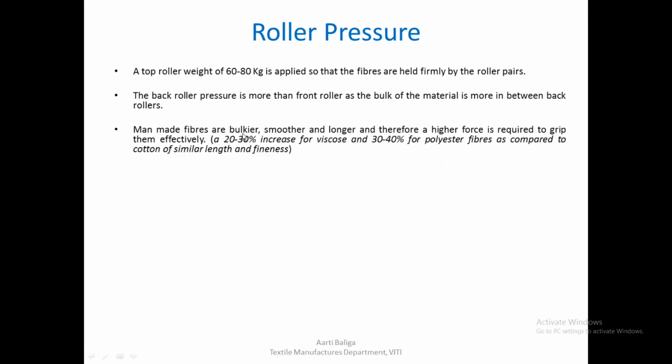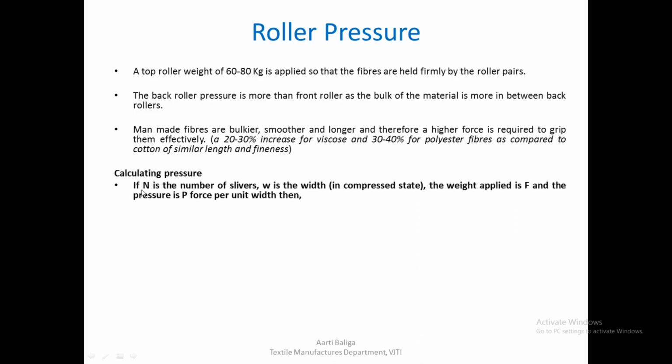Man-made fibers are bulkier, smoother and longer, and therefore a high force is required. Such man-made fibers, if they are bulky, will require a higher force to grip them very effectively. So we see that there is an increase of normally 20 to 30% for viscose and 30 to 40% for polyester when you compare it with cotton of similar length and fineness. So how do we calculate pressure? If we know the kind of weight that we are applying, what is the pressure that is applied?